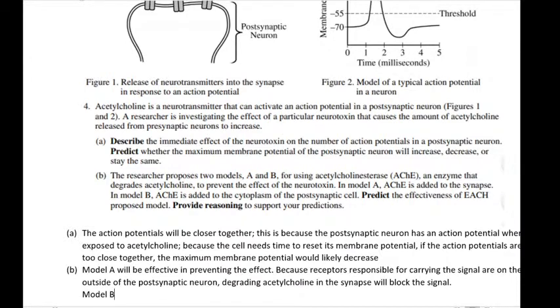For Model B, Model B will not be effective because acetylcholine binds to the outside of the cell. It is not going to have an effect if we degrade acetylcholine inside the postsynaptic neuron.